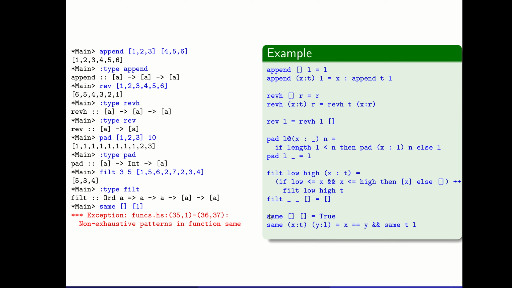Here's another one that can be a little tricky. This is a same function that checks if two lists are the same. Well, we definitely want to make sure that we handle empty lists, so we've got a case for empty lists, and we say true because empty lists are equal to each other. Otherwise, we take the head X from one and the head Y from another, and their two tails. If X and Y are the same, then we will go ahead and recursively call on the two tails and make sure that everything in those are the same.